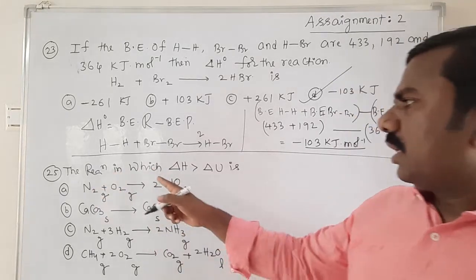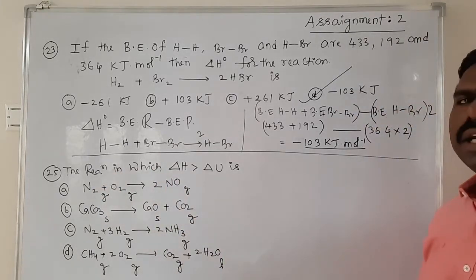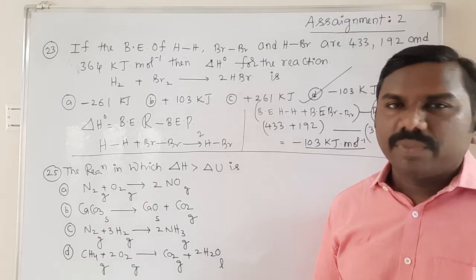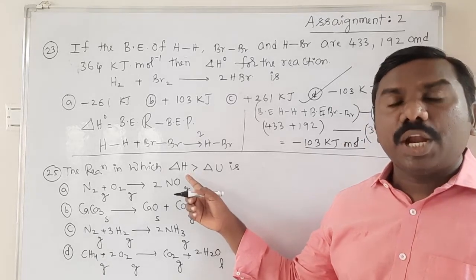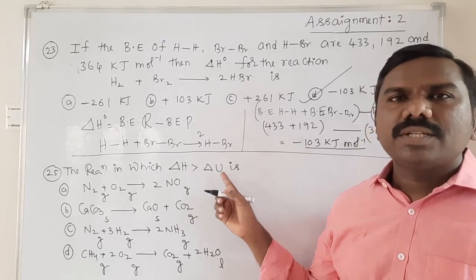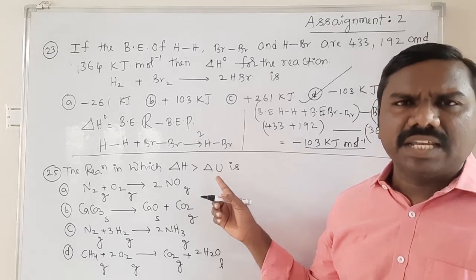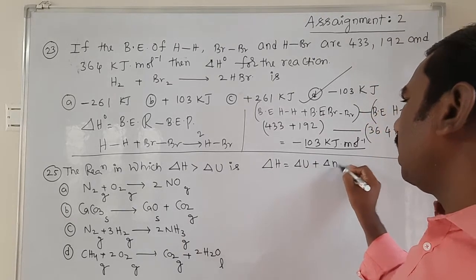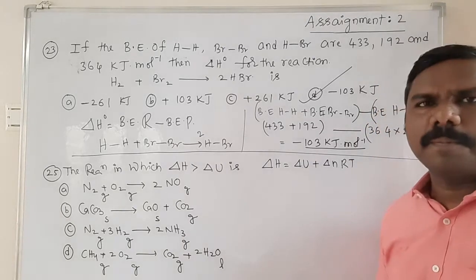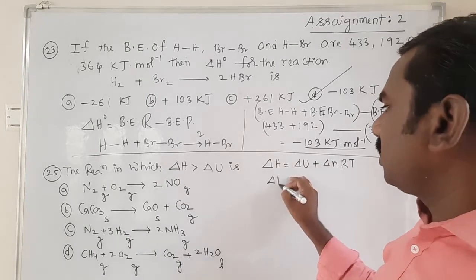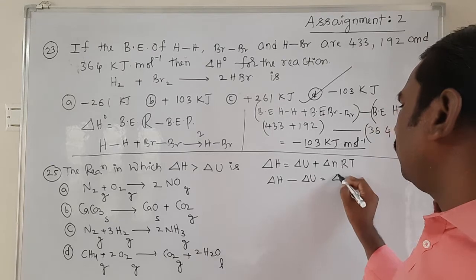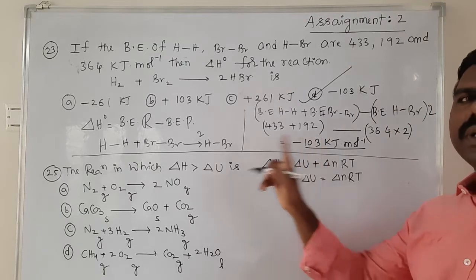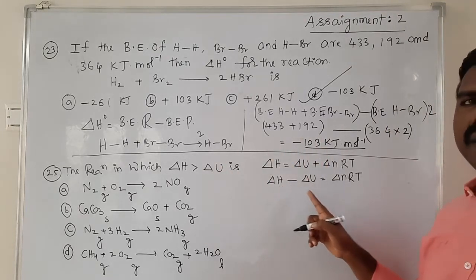25th bit. The reaction in which delta H is greater than delta U is. First of all, we should know the relation between delta H and delta U. Delta H is change in enthalpy. Delta U is change in energy, it's nothing but delta E. Simply delta H is equal to delta U plus delta n RT. It is the formula, students. So now delta H minus delta U is equal to delta n RT. For our convenience, I shifted this delta U to the left side, then it becomes delta H minus delta U.